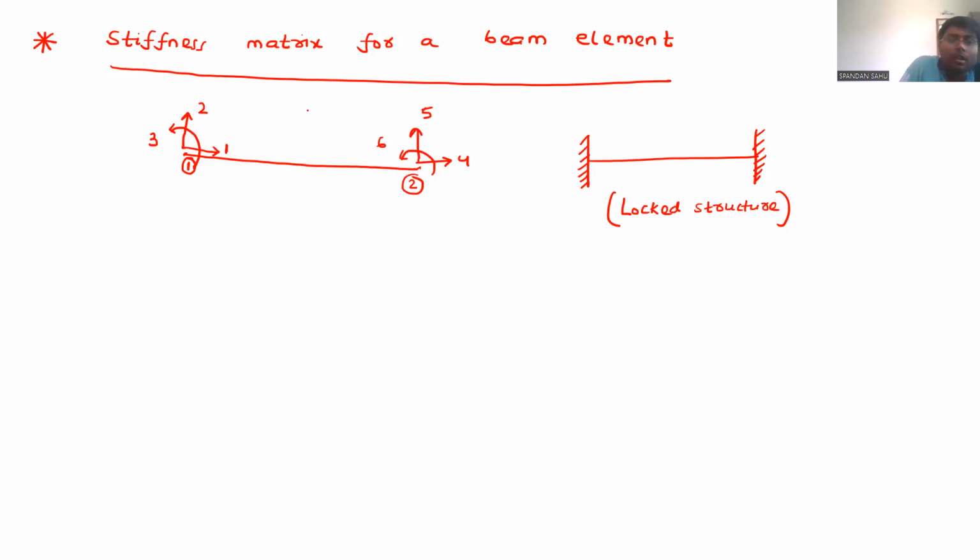Now, how many coordinates do they have? These are the coordinates 1, 2, 3, 4, 5, 6. So how many coordinates do they have? 6. So what will be the stiffness matrix dimension? 6 cross 6.